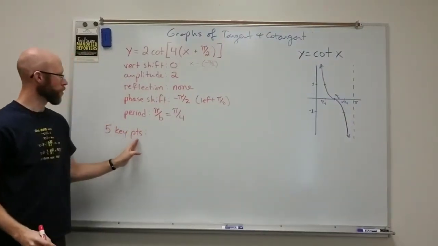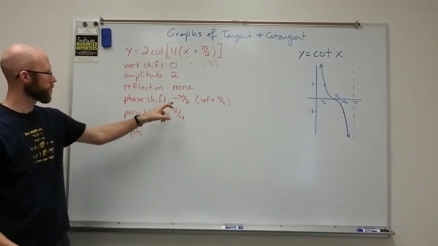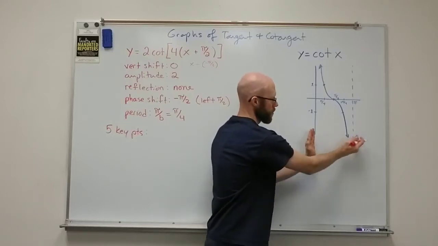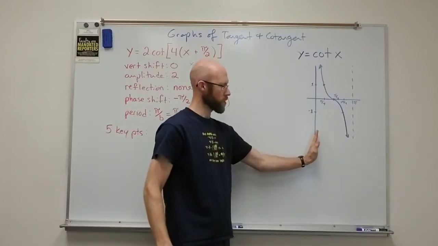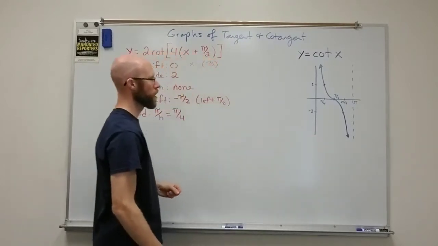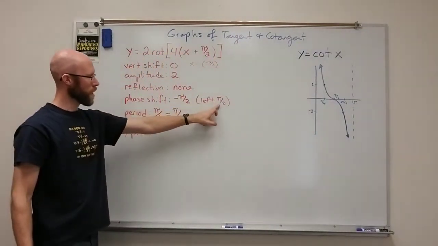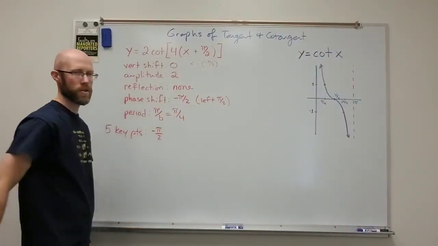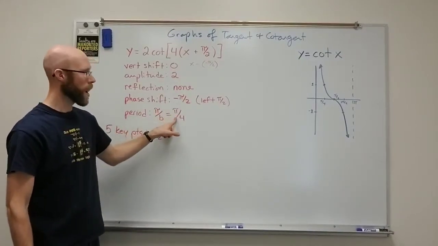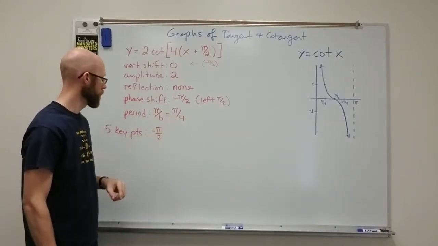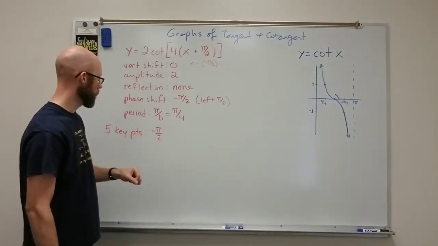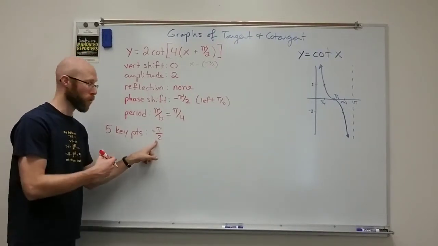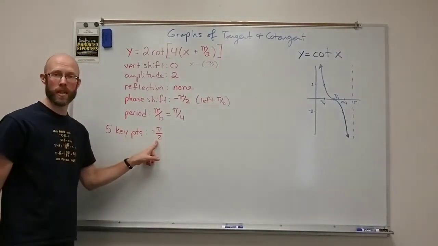Okay, so the 5 key points. Well, the phase shift gives us our first point. Remember, I'm starting this from 0 to pi, from 0 to pi, and the phase shift gives me my first starting point. So I'm going to shift that initial point left pi over 2. So we're going to start this graph at -pi over 2. And then I need a pi over 4 period, which means I add pi over 4 to this point. Well, I could add pi over 4 to that point to get the last point.